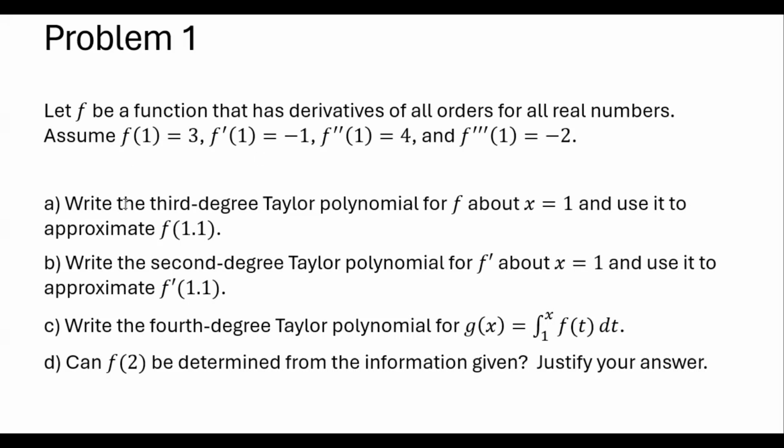Part A, find the 3rd degree Taylor polynomial for f about x equals 1 and use it to approximate f of 1.1. In general, we should scan through all the problems first, because especially for the calculator ones, you might want to input the function as your y1, y2, y3, whatever, ahead of time. Part B, write the 2nd degree Taylor polynomial for f prime about x equals 1. Use it to approximate f prime of 1.1. Part C, write the 4th degree Taylor polynomial for g of x, the integral from 1 to x of t dt. Part D, can f of 2 be determined from the information given?